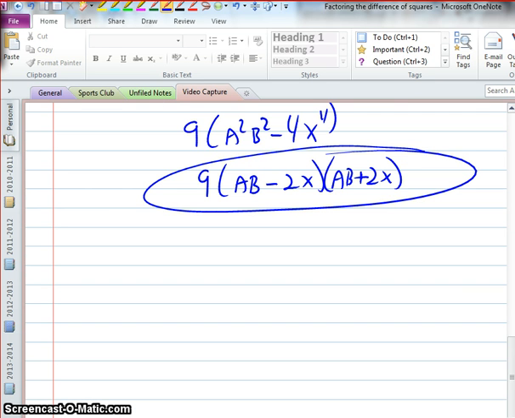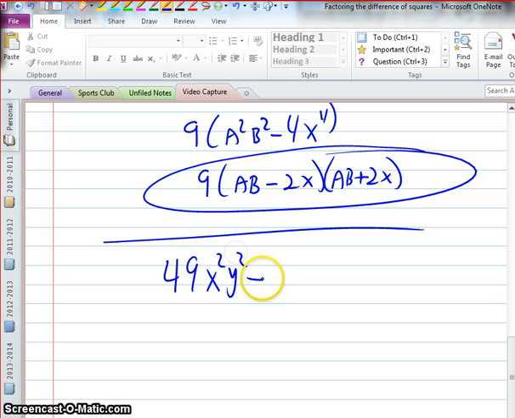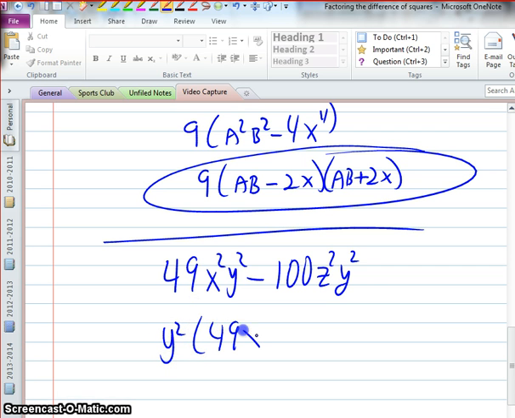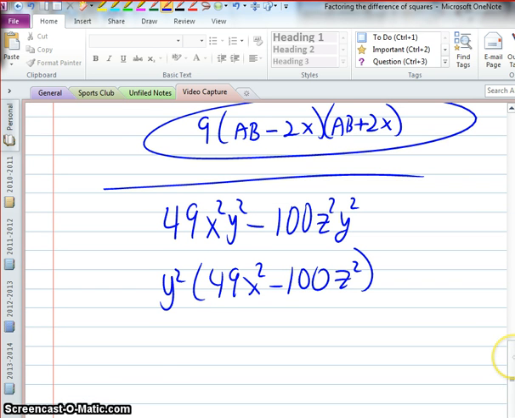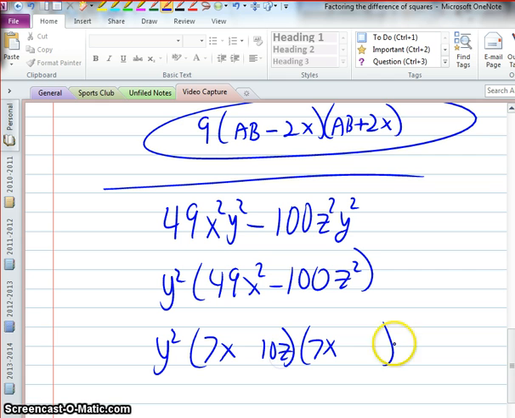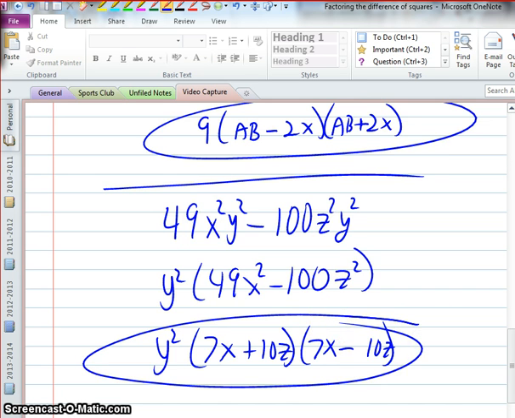So I've got a couple more examples. Some have a GCF and some don't. 49x squared y squared minus 100z squared y squared. Well, 49 and 100 do not have a common factor, but notice they both have the common factor of y squared. So we're going to factor that out first. That is our GCF. Then check, do we have the difference of two squares? I believe that we do. 7x, 7x, 10z, and 10z, one's plus, one's minus. And you are factoring the difference of two squares.